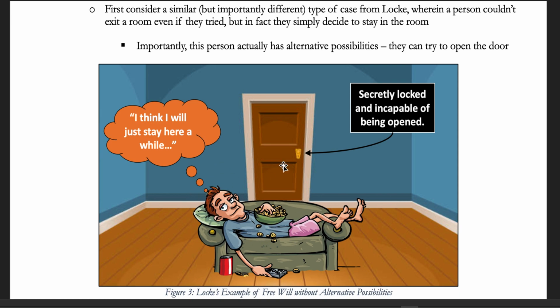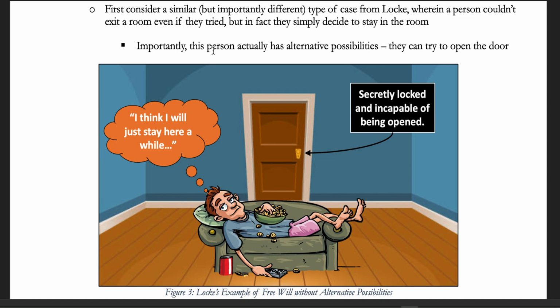And Locke says, well, look, they can't get out, but they decided on their own. It looks like their choice is free and responsible. Well, it's like, well, yeah, but they could have tried something else. They wouldn't have succeeded, right? They would have gone up to the door, turned the handle, and been like, what the heck? I'm locked in here. But that's a different choice, right? They could have not chosen to stay. They could have chosen to get up and try to leave, right? That's a different choice.